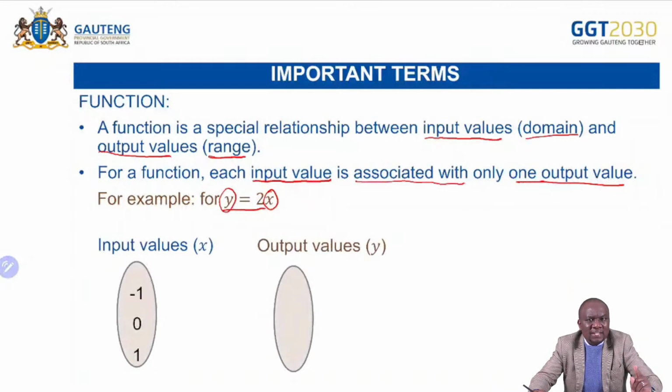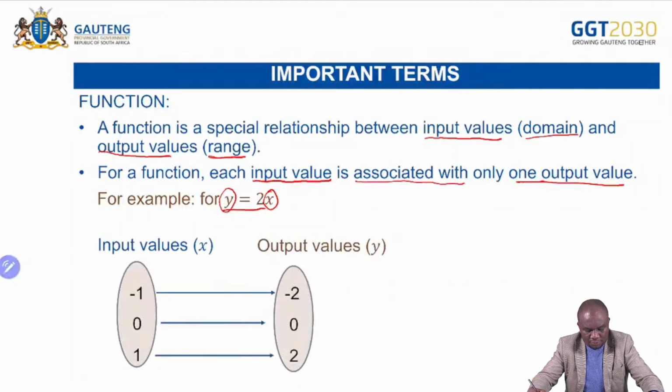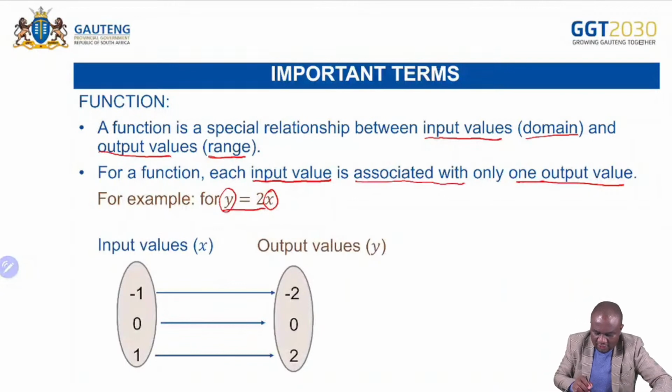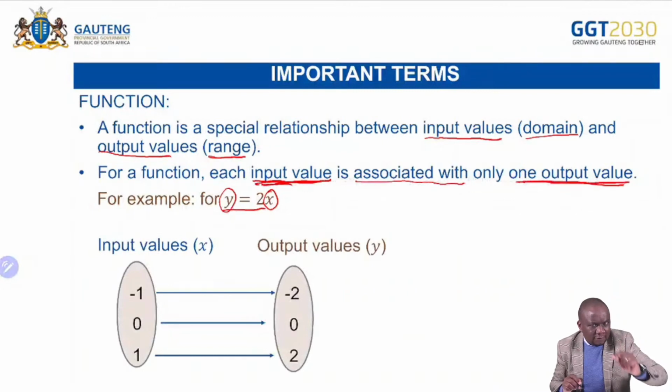We only get -2. You see, one input value giving us one output value. 0 will give us 0. One input value, one output value. And then 1 will give us 2. You see that? So each input value is associated with only one output value. That's a function.